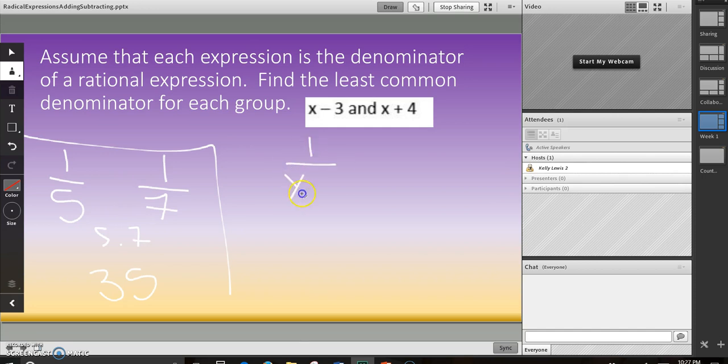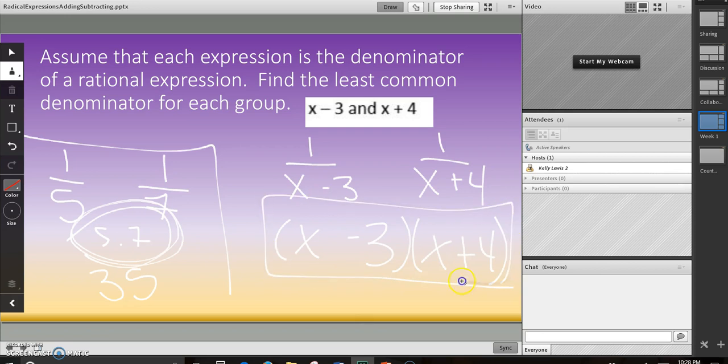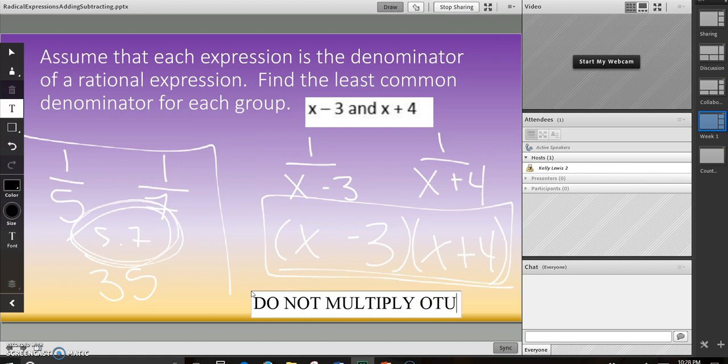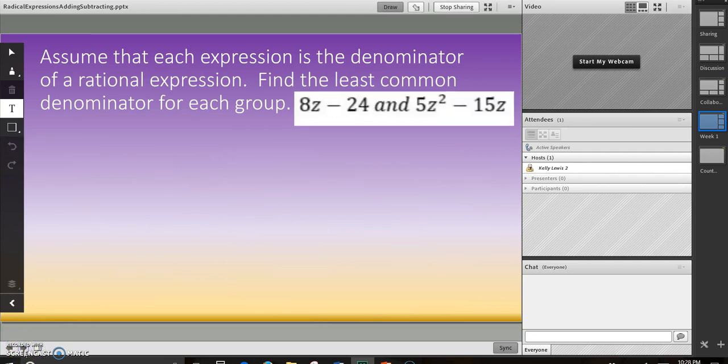Let's pretend it's 1 over x minus 3 and 1 over x plus 4. They're totally different. So if I want them to be the same thing, I'm going to do the exact same thing I did right here, which is just multiply them. Except I don't want you to multiply them out. So the least common denominator would be x minus 3 times x plus 4. Do not multiply out. Do not multiply out. You're going to hate yourself. It's going to be so not fun. And you're going to probably get some stuff wrong.